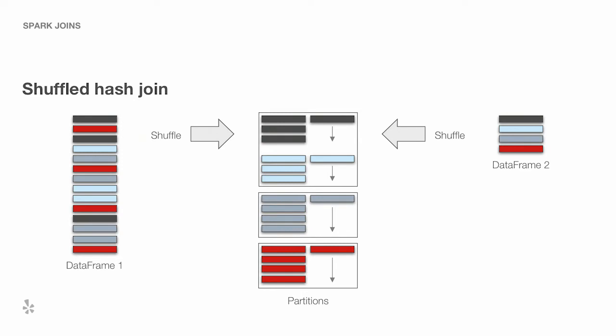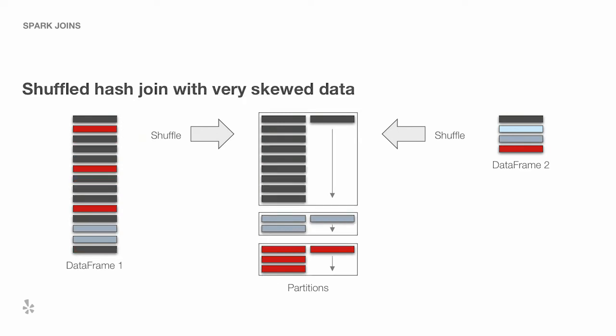And that's usually okay, but then what happens if you've got very skewed data? So obviously that means, because you've got to send all of the data for, like in this case, the dark gray key to the same node, that node is going to sit there and sit there, working and working, long after the other ones have finished. But we don't really have a way to take advantage of Spark's parallelism because we can't split that workload over several nodes.